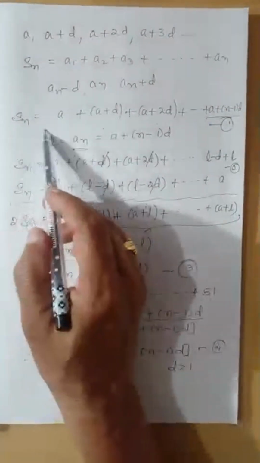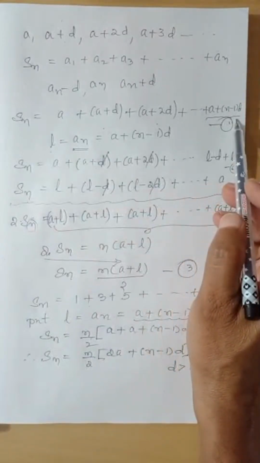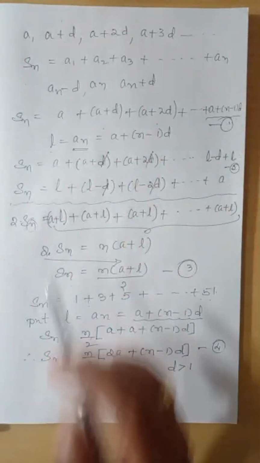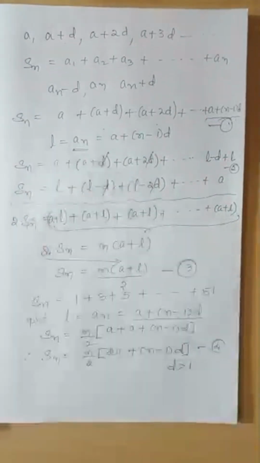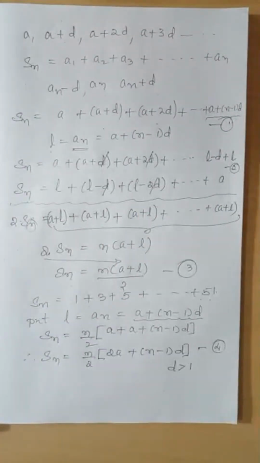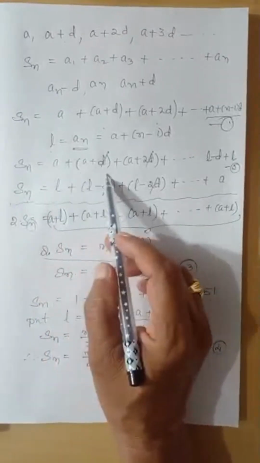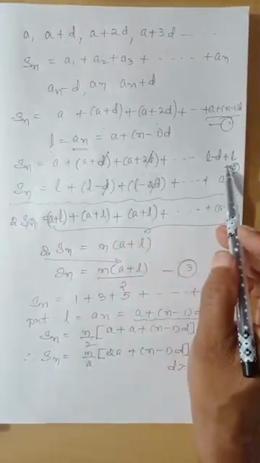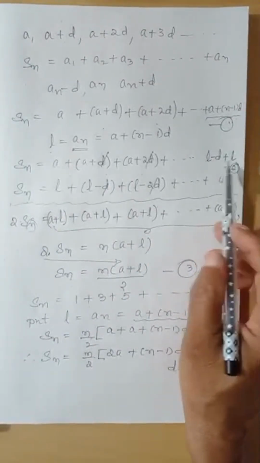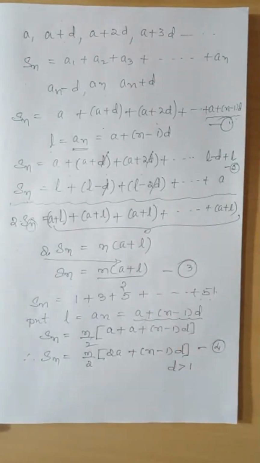Here Sn is equal to a plus d plus a plus 2d plus dot dot dot. The last term, the nth term, is a plus n minus 1 into d. Here n is not only the nth term but also the last term. So I took L is equal to a plus n minus 1 d. Then Sn is equal to a plus d, a plus 2d, plus dot dot dot. L is the last term. Its preceding term is L minus d. Its next term is L plus d, but don't take the next term. Only the preceding term L minus d is to be considered.